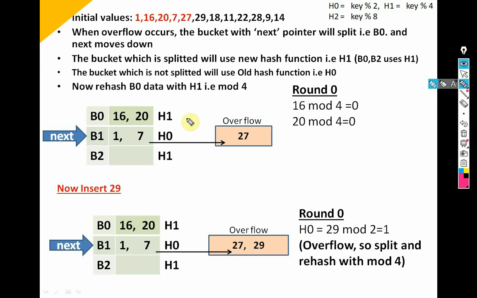You observe here, what I have done is, the bucket 0, as it got split, it became bucket 2. The hash function got increased from h0 to h1, and these values are to be rehashed. 16 mod 4 is 0, means 16 is to be placed in 0th position. 16 is already in 0th position. 20 mod 4 is 0. So 20 is to be placed in 0th position. Already it is in 0th position.